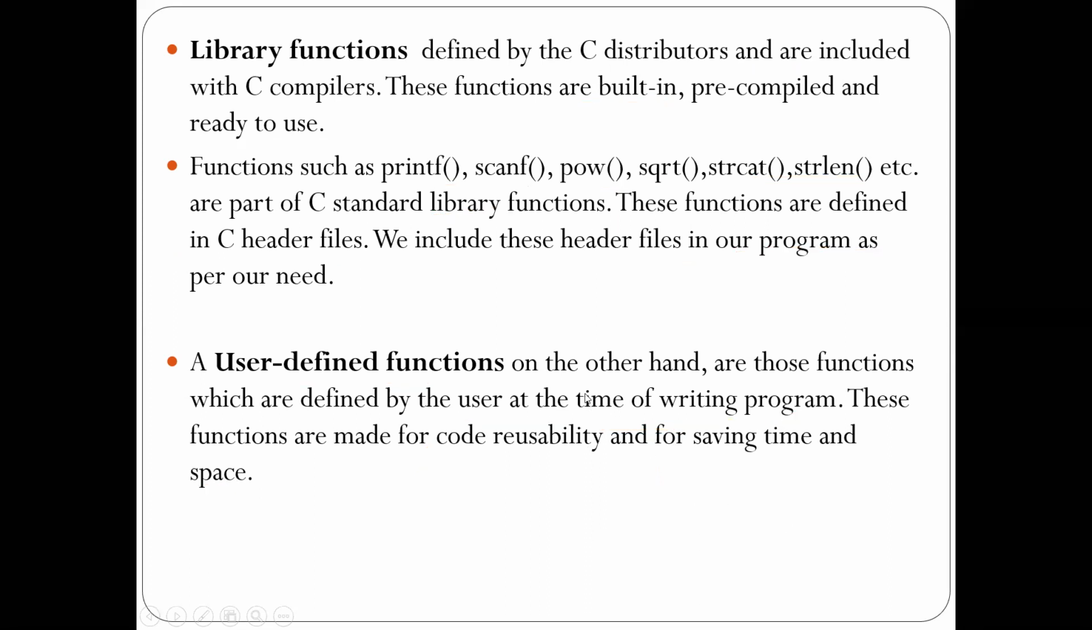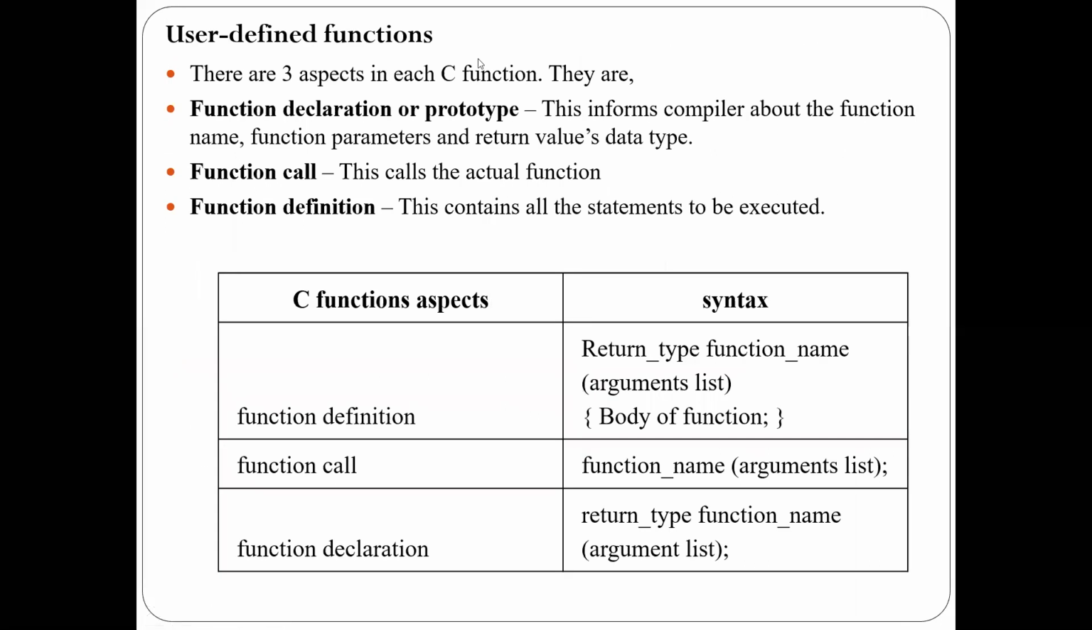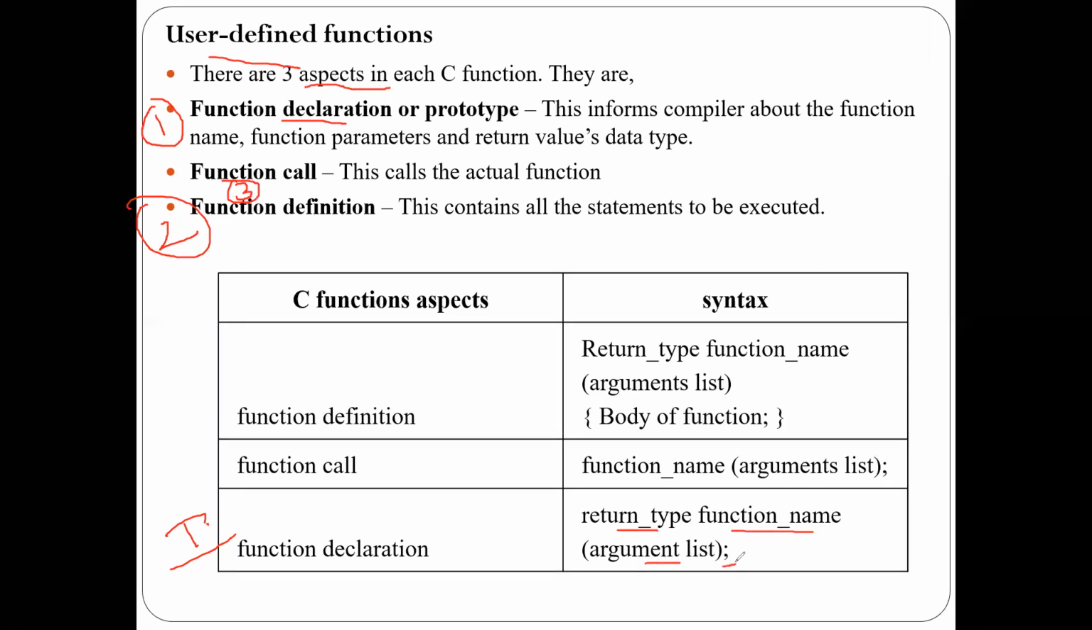And next, whenever you write a user-defined function, we have to know three aspects in the C program. First is the function declaration. Second is the function definition, and third is the function call. Whenever you declare the function, the syntax we use is the return type, followed by the function name with the arguments, and ended with a semicolon.